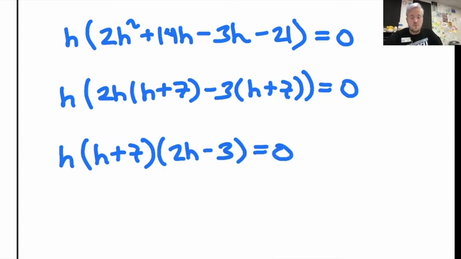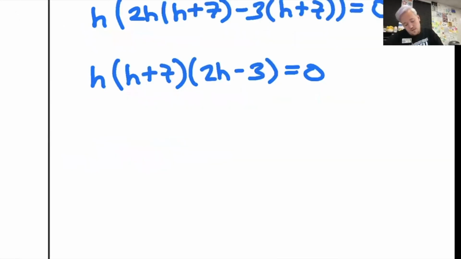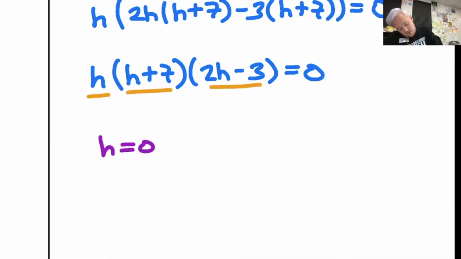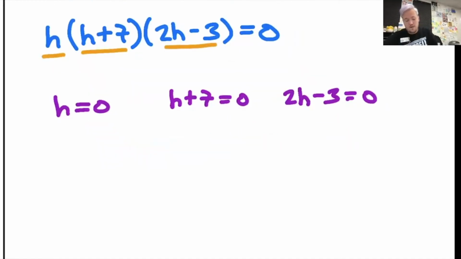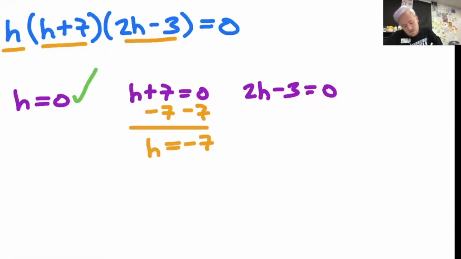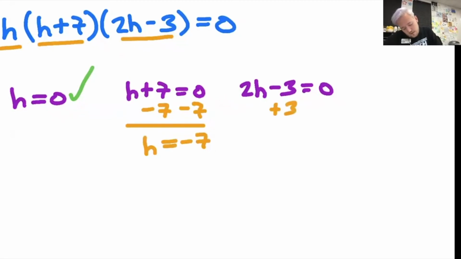Once again, we have these 3 components that we want to set equal to 0 and solve. So I'm going to have h equals 0, h plus 7 equals 0, and 2h minus 3 equals 0. Keep in mind your h equals 0 component is already done. That's a solution. So now you just need to solve your other 2. I'm going to subtract 7 on both sides, so h equals negative 7. Then over here, add 3 to both sides.